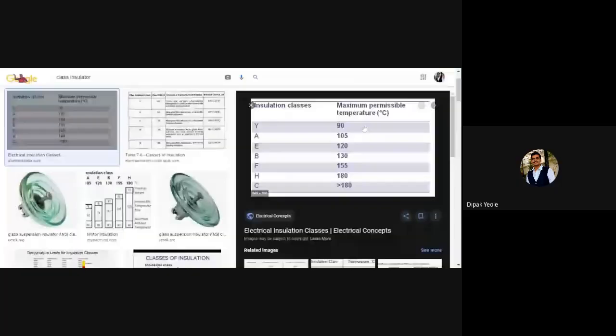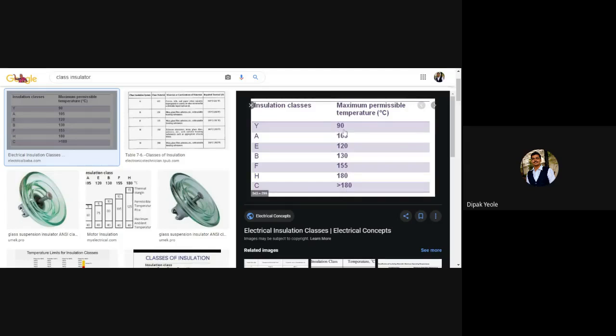Yes, so I found this. These are the insulation classes and this is the maximum permissible temperature associated. It is a bit hard for me to write there because I am using my laptop touchpad. These are the classes Y, A, E, B, F, H, C, and the temperature starts from 90, 105, 120, 130, 155, 180, and greater than 180.